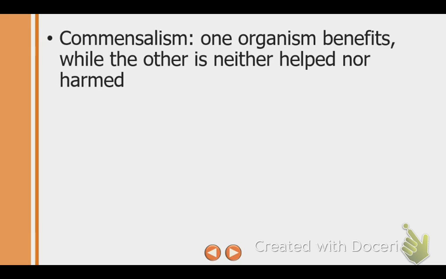Commensalism is when one organism benefits and the other one is neither helped or harmed. So this would be an example of, say, a remora that's attached to a shark. So the shark is not harmed in any way. The remora gets the food that the shark leaves behind.